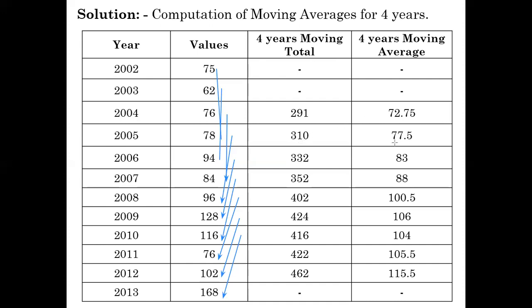310 divided by 4, 77.5. 332 by 4, 83. 352 divided by 4, 88. 402 divided by 4, 100.5. 424 by 4, 106. 416 divided by 4, 104. 422 divided by 4, 105.5. 462 divided by 4, 115.5. Okay, students. So you have to calculate the values like this.